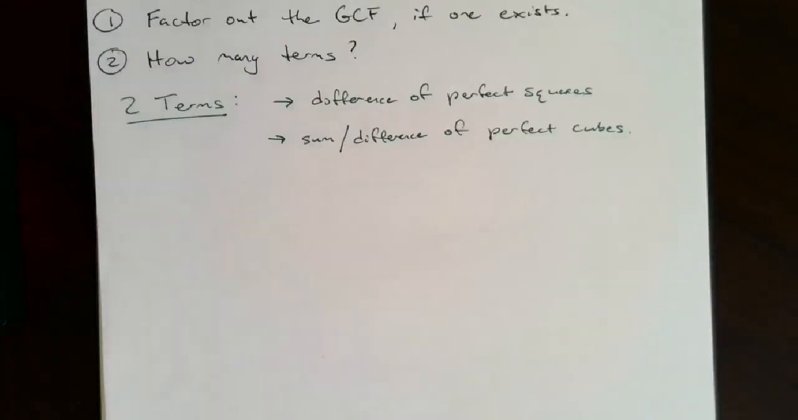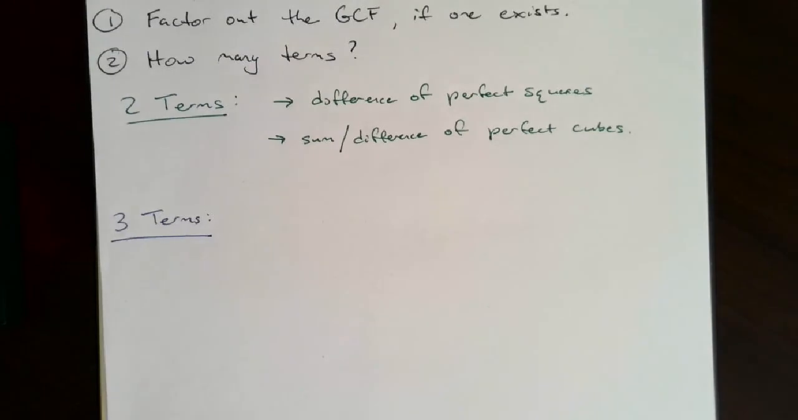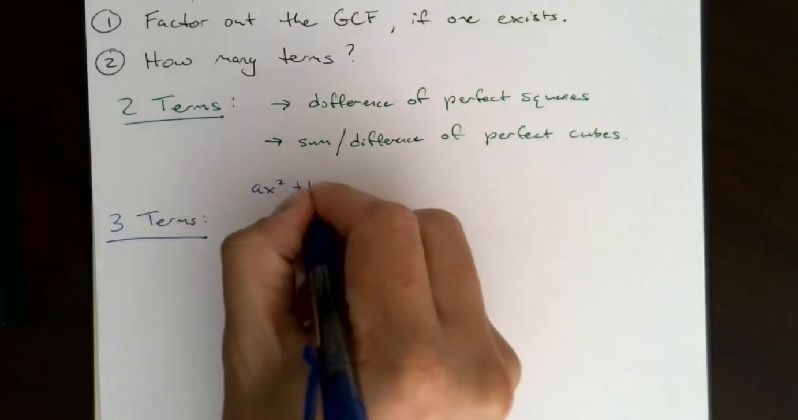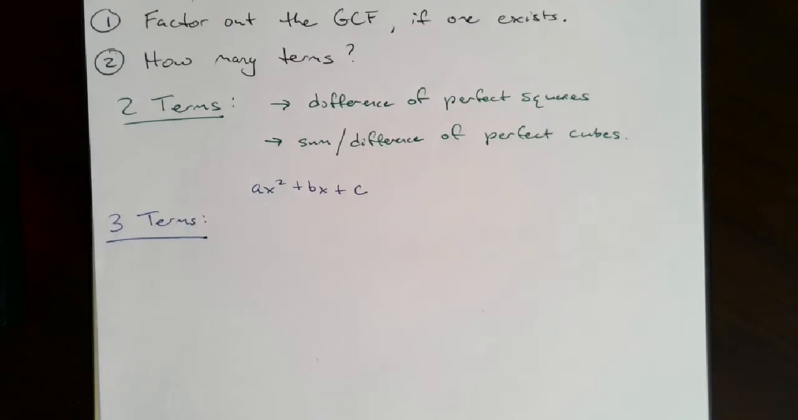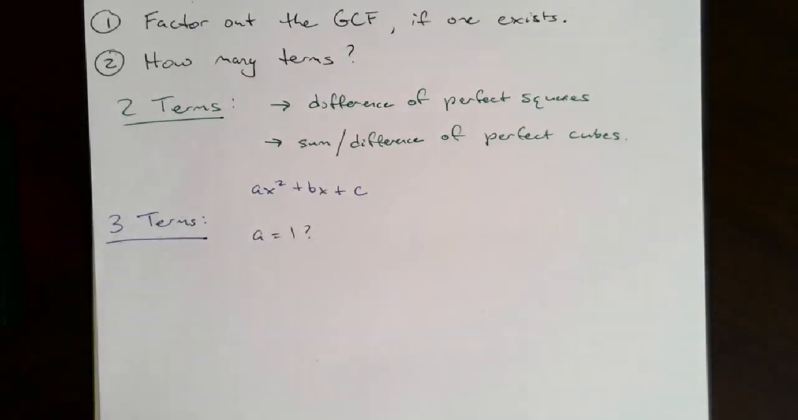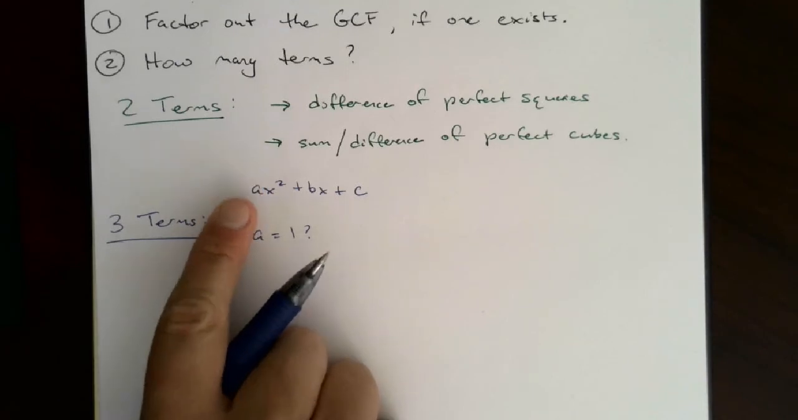If you have 3 terms, what you really should be asking yourself is, do you see a coefficient in front? Normally you'll see something like ax squared plus bx plus c in the expression, where a, b, and c are real number coefficients. And we really should say to ourselves, does a equal 1? In other words, if a equals 1, you won't see anything in front of x squared.